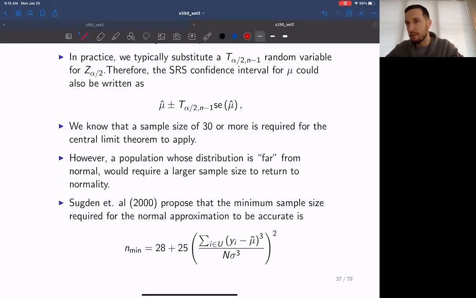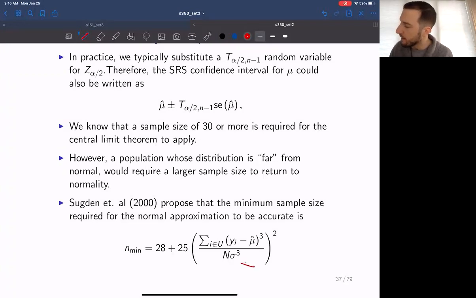So something that's really heavily skewed, for example, you might require 50 to 75 observations in order to actually observe a sampling distribution that is approximately normal. So this in some sense is kind of like an open problem, right? Like what would be the appropriate general rule or formula to determine how many observations you actually need to collect for the sampling distribution of the sample mean to return to normality? Okay, and in this paper written by Sujin et al. in 2000, they suggest the following rule for determining how many observations we need to achieve normality.